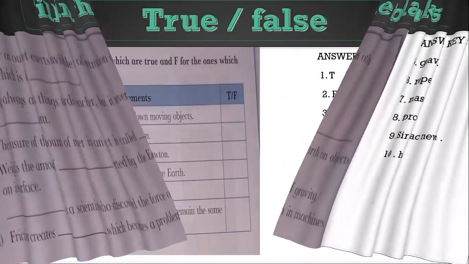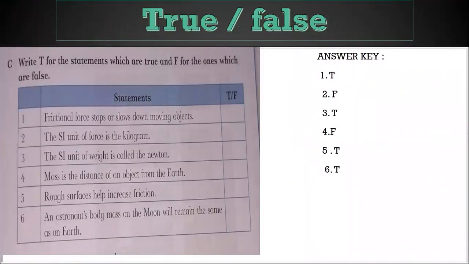Now we have true and false. Frictional force stops or slows down moving objects. True. The SI unit of force is the kilogram. False. The SI unit of weight is called the Newton. True. Mass is the distance of an object from the earth. False. Rough surfaces help increase friction. True. An astronaut's body mass on the moon will remain the same as on the earth. True.